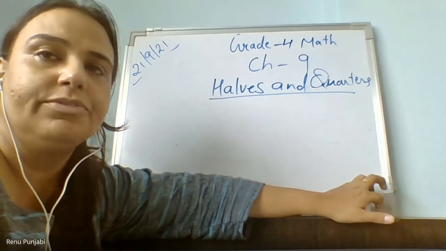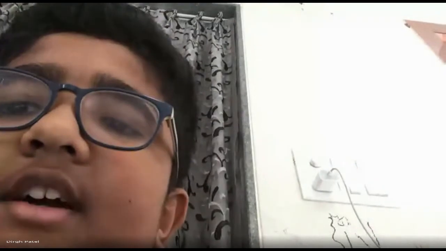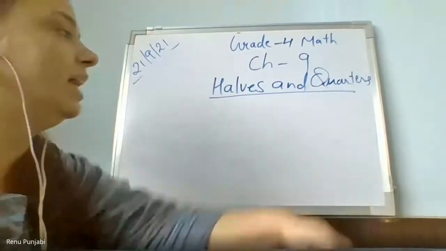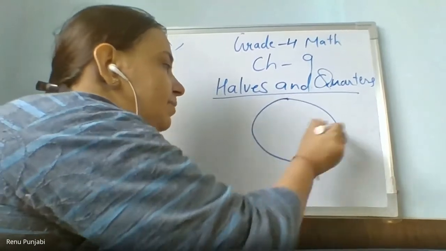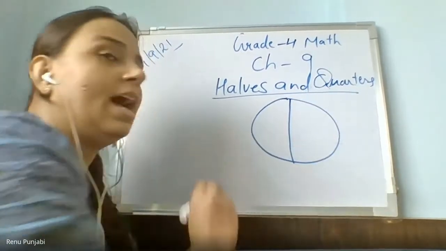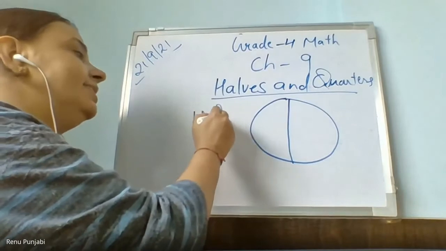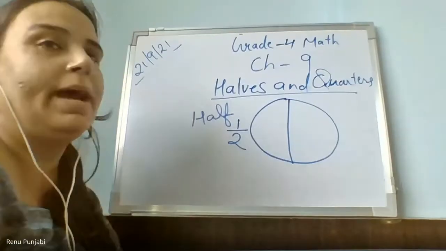Ma'am, if there is a full pizza and we cut it in between with a diameter, we get half. Very good. If we have a full pizza and we cut it with the diameter, either sleeping or standing, we get the half. And how will you write the half as a fraction? Ma'am, 1 upon 2. One by two, or 1/2. Okay.